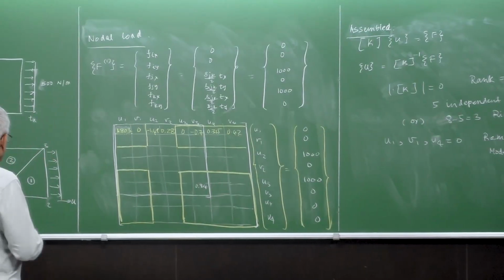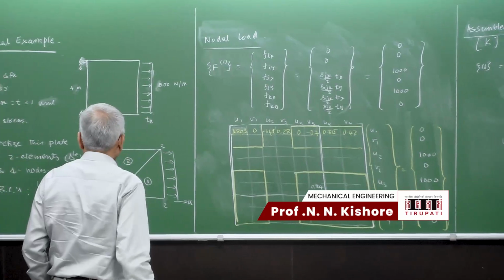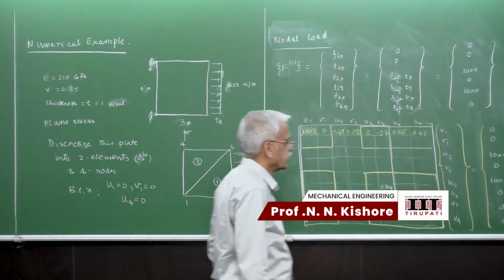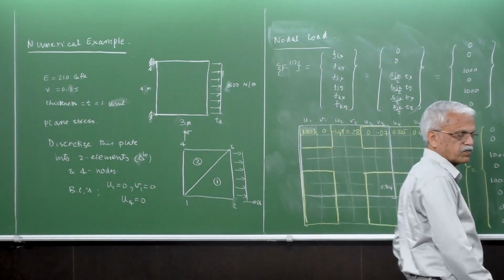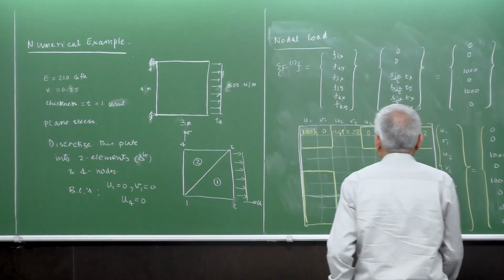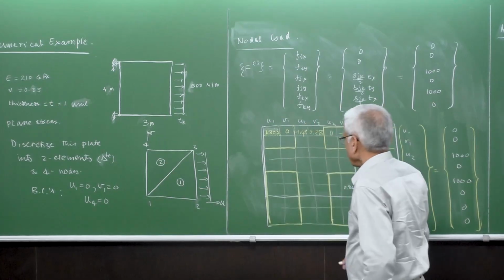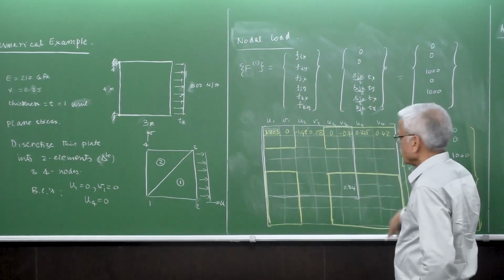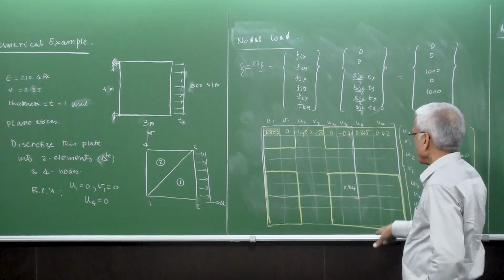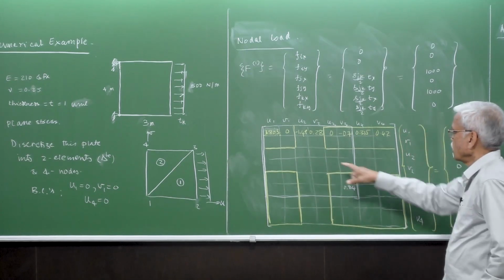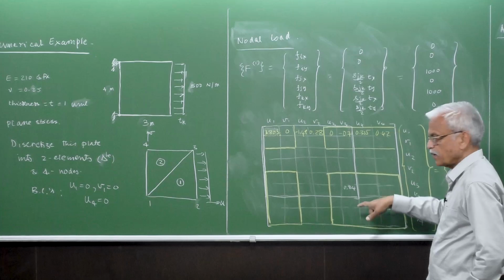Good morning, boys. We are going to continue the problem which we started in the last class, where for this plate we have 4 nodes, and we have assembled the global stiffness matrix from the elemental matrices. All these things had to be filled up. I think I'll leave it to you.